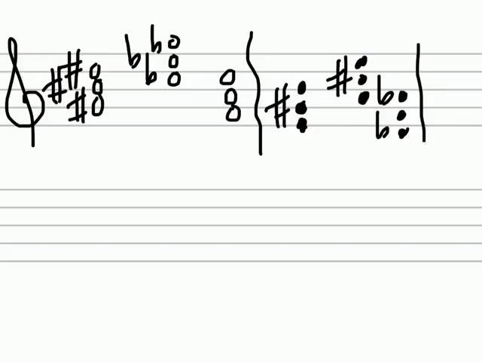And finally, all by itself in the last group, for B, it's a major chord when both the third and fifth are one accidental higher than the root.